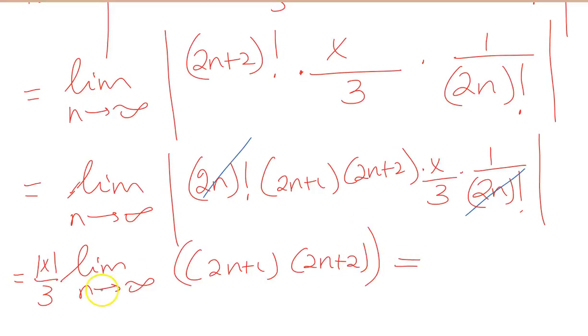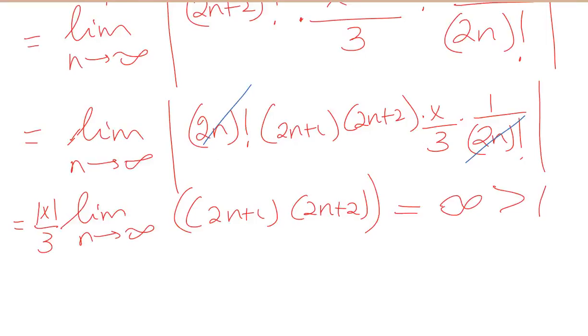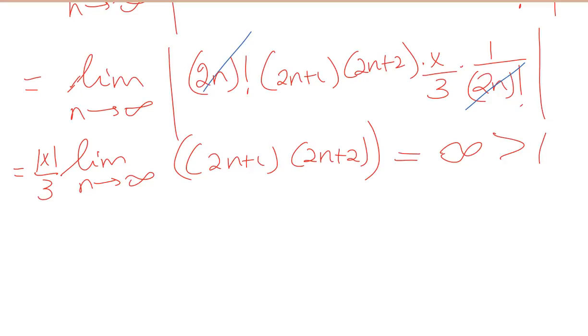So what is the limit? As n goes to infinity, this goes to infinity, which is bigger than 1. So what does the ratio test tell you? The ratio test tells you the series diverges if the limit of the ratio is bigger than 1 or is equal to infinity. Okay guys, in this case the series diverges.